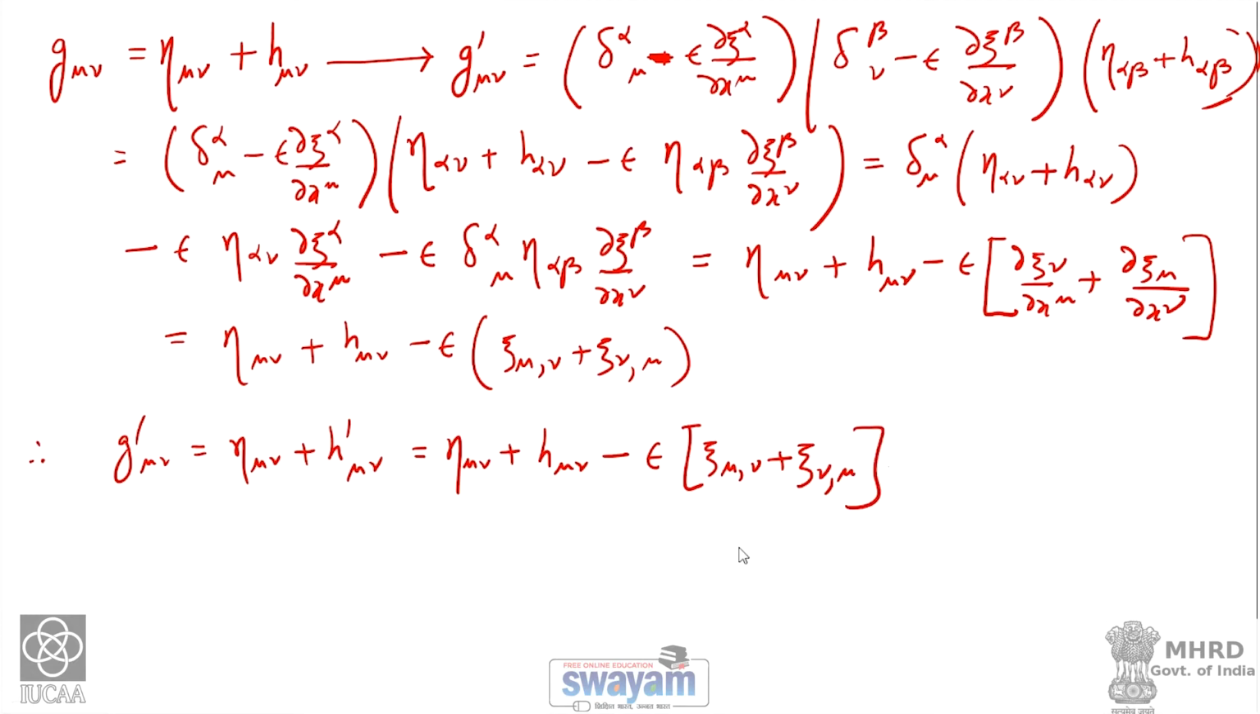In other words, this exercise tells us that under the infinitesimal coordinate transformation, the new metric perturbation h prime mu nu is related to the old metric perturbation h mu nu in this manner. So, h prime mu nu is simply h mu nu minus epsilon xi mu comma nu plus xi nu comma mu.